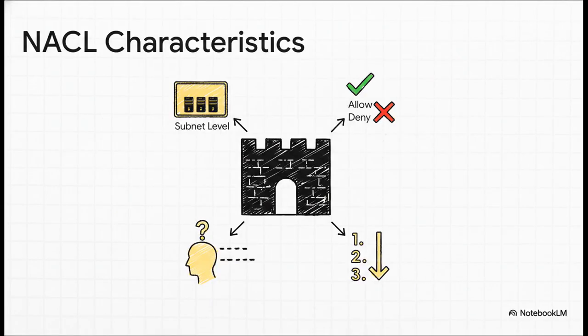And here are the key things you gotta know about NACLs. They protect the whole subnet. They can have both allow and deny rules. That's a big deal. And the rules are checked in numerical order. As soon as a packet matches a rule, boom, the decision is made, and the rest of the list is ignored.